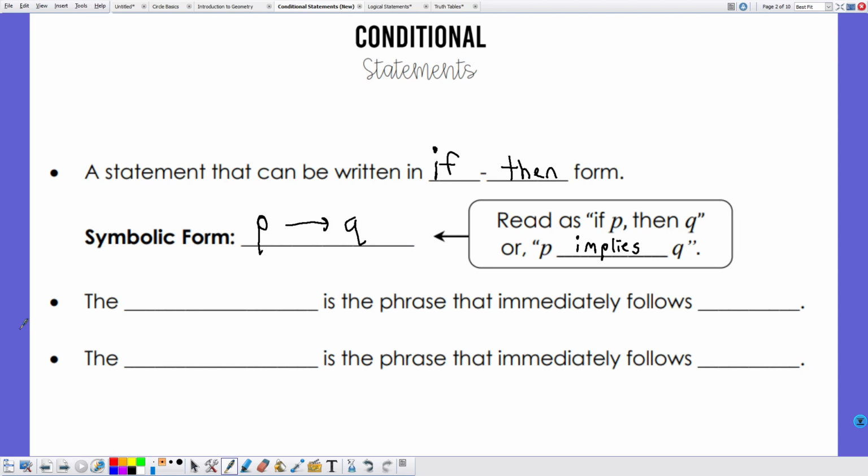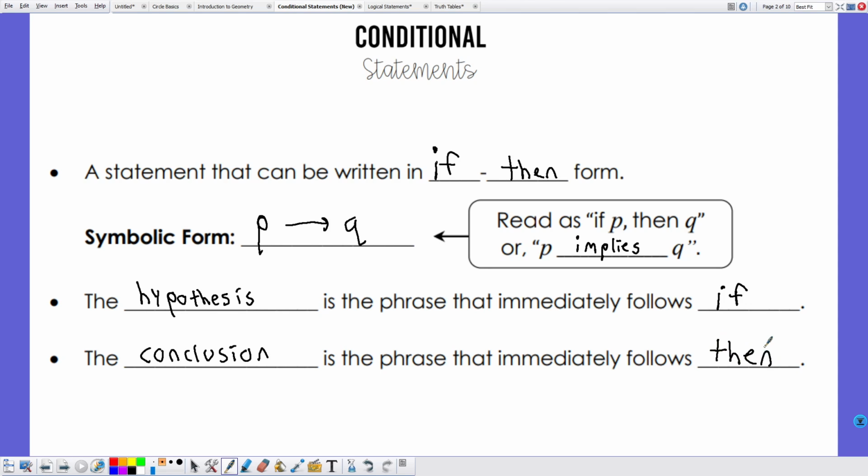So, you can break down conditional statements into two distinct phrases. The first one being the hypothesis. So the hypothesis is the phrase that follows the if in the conditional statement. And then if the hypothesis is true, we arrive at a conclusion. The conclusion is the phrase that immediately follows the then part of the statement.